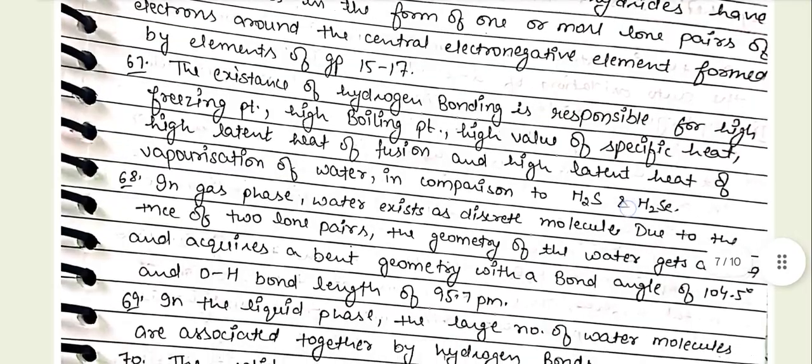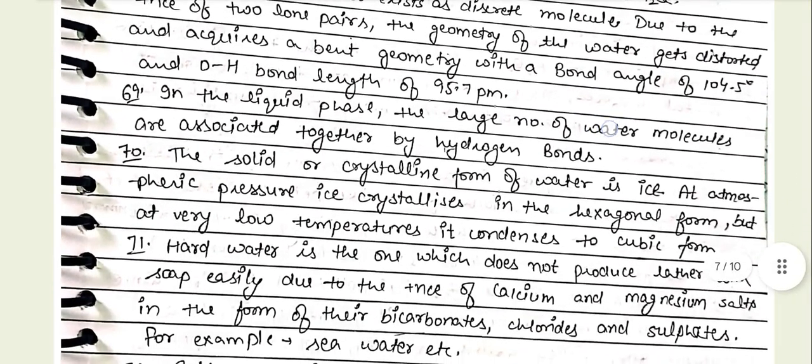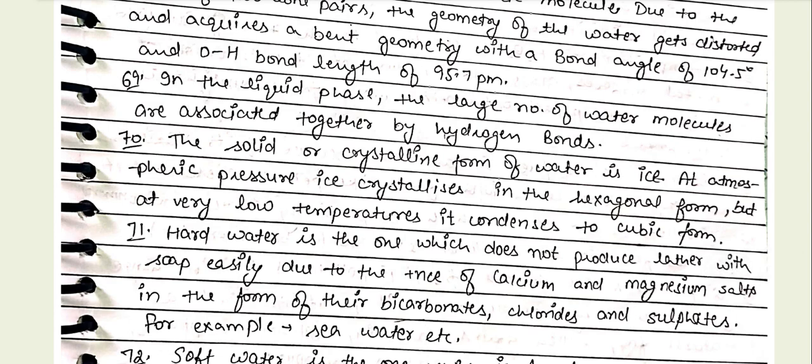In the gas phase, water exists as discrete molecules. Due to the presence of two lone pairs, the geometry of water gets distorted and acquires a bent geometry with a bond angle of 104.5 degrees and an OH bond length of 95.7 picometers.